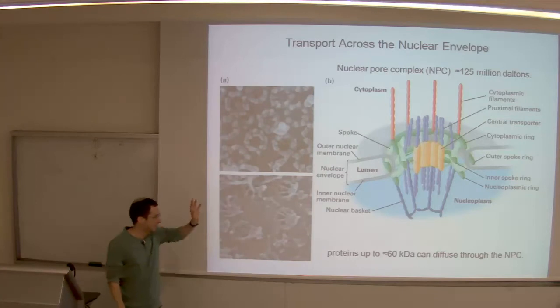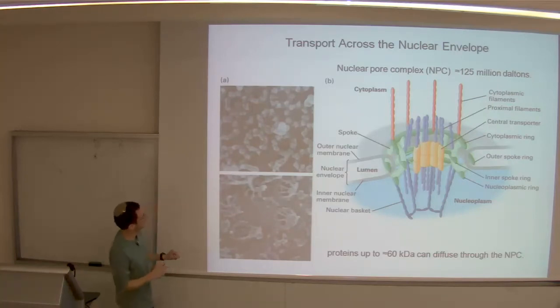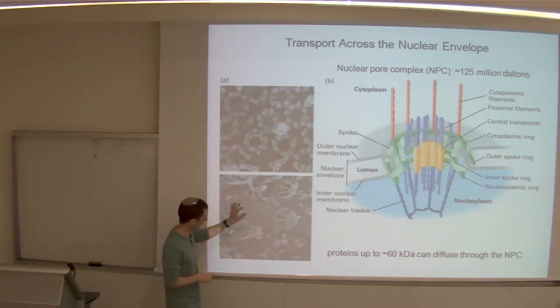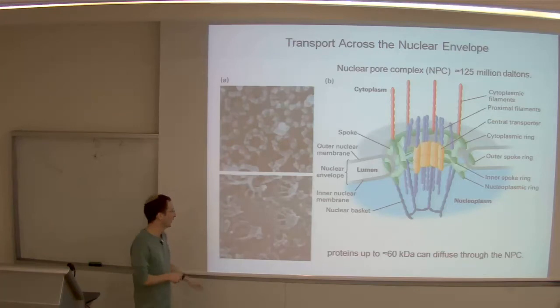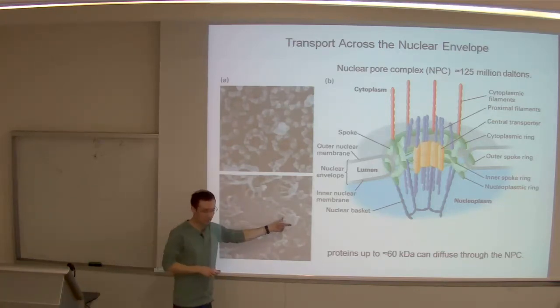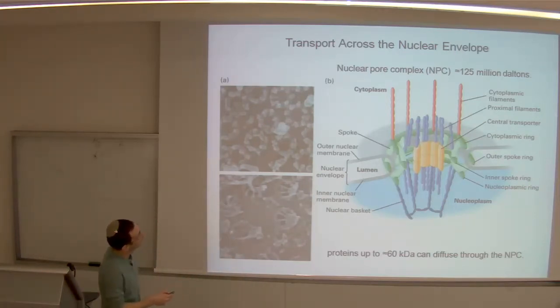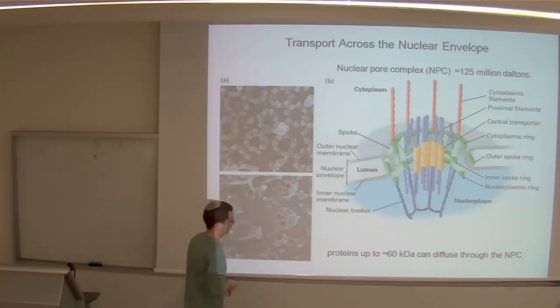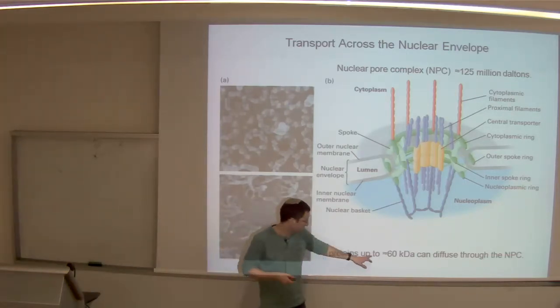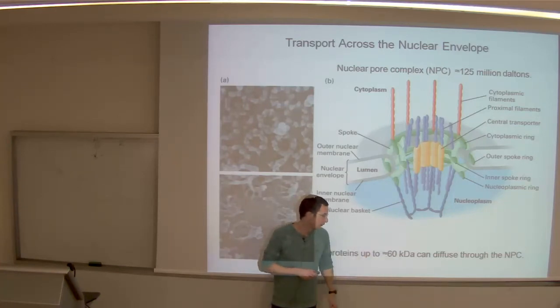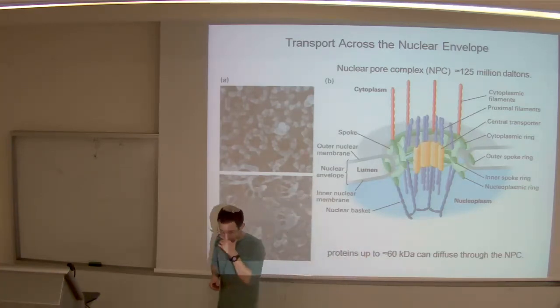And this is one of these cases in biology where the diagram looks pretty similar to the EM. I'm not sure it's an EM, but to what we see on the microscope. So you see the basket structure from the nucleoplasm side, and that's cool. It's a very huge complex, about 125 million Daltons. That's a lot. Okay, so proteins up to the size of 60 kilodaltons can diffuse through the nuclear pore complex in a passive manner.